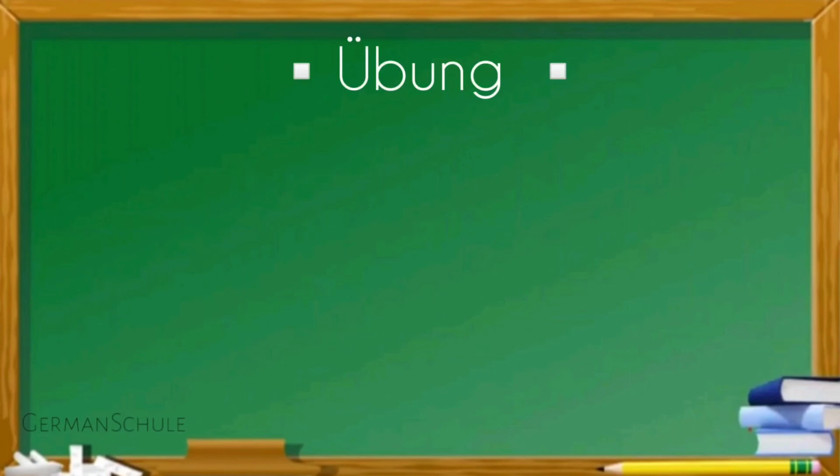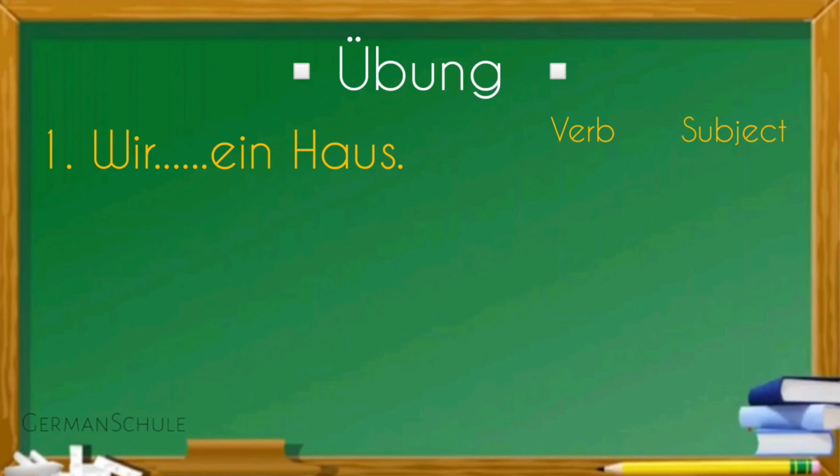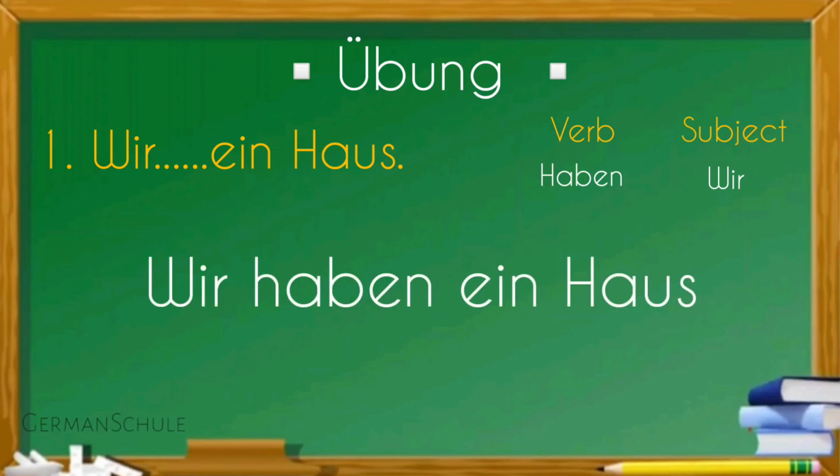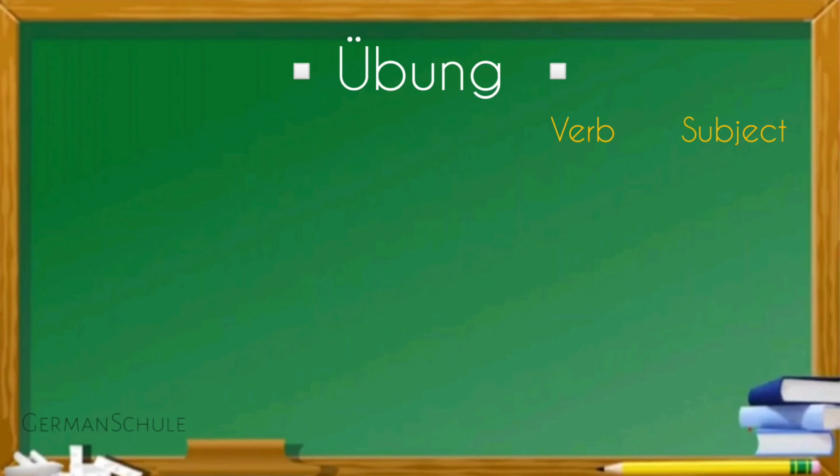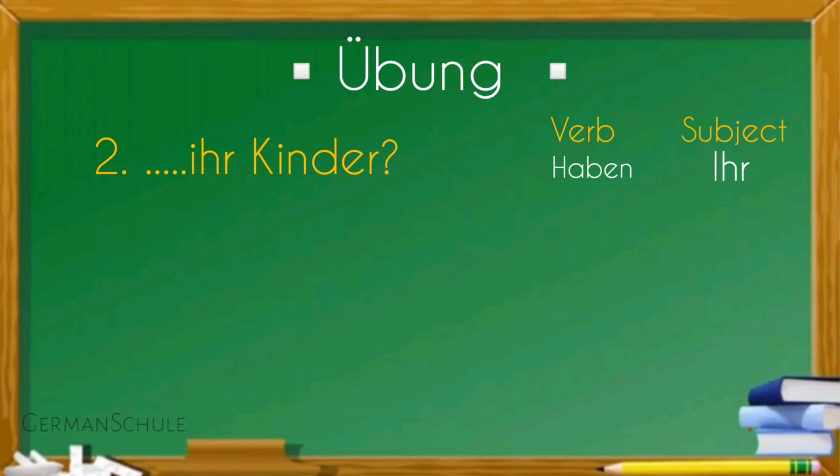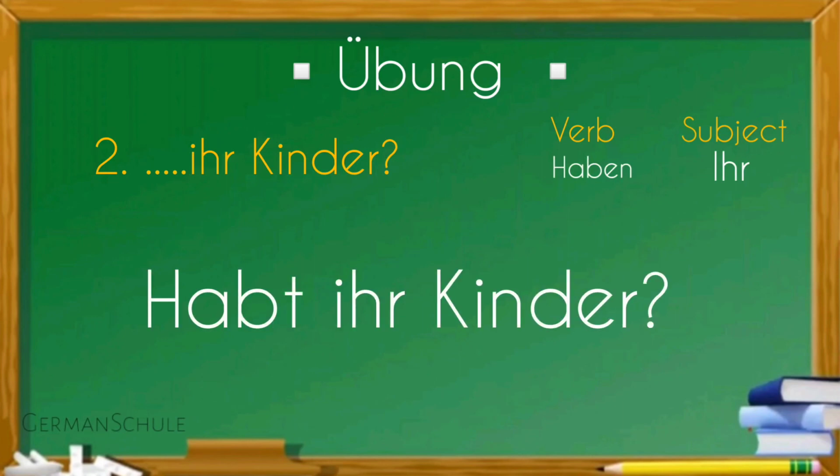Übung. Noch einmal, Übung. You have to conjugate the verb and fill in the blank. Here is first one. Wir dash ein Haus. Verb here is haben and the subject is wir. So answer should be wir haben ein Haus. Here is next one. Dash ihr Kinder. Here verb is haben and subject is ihr. Hence answer should be habt ihr Kinder.